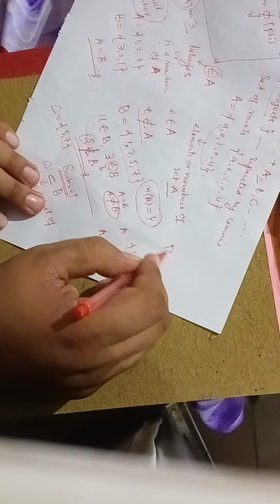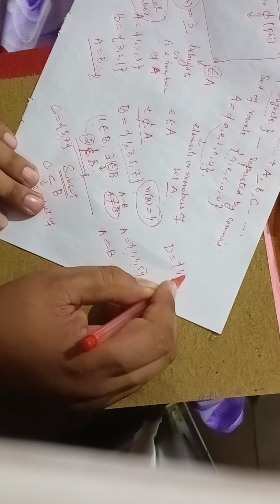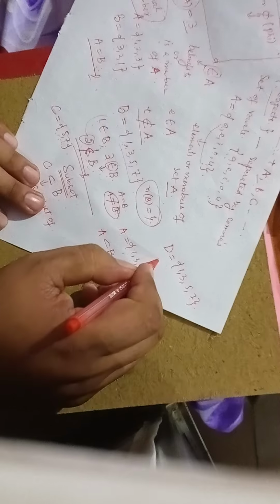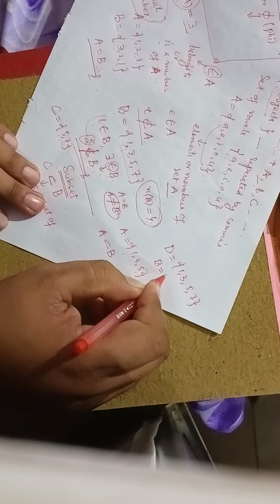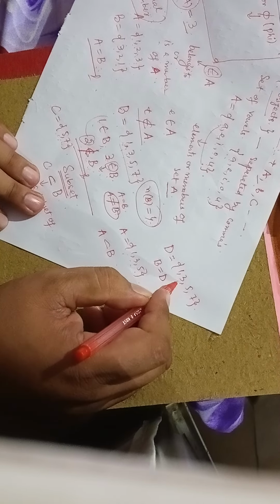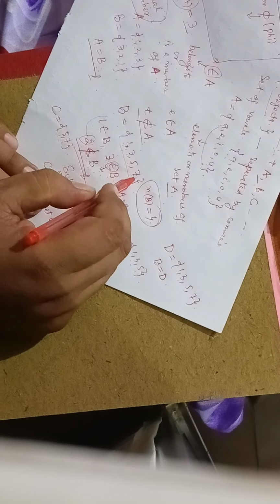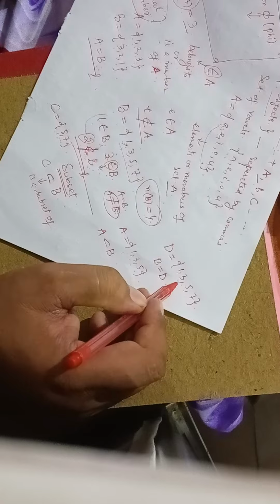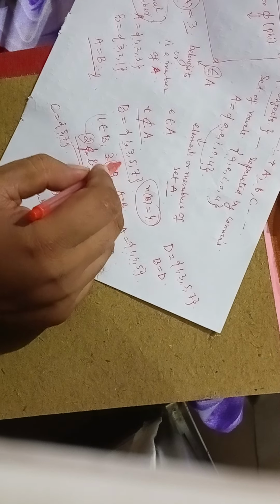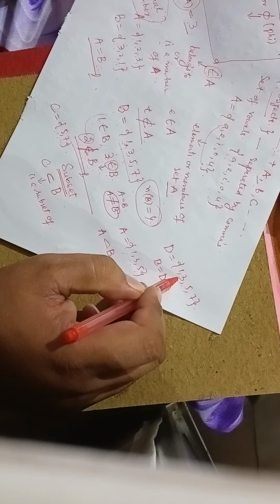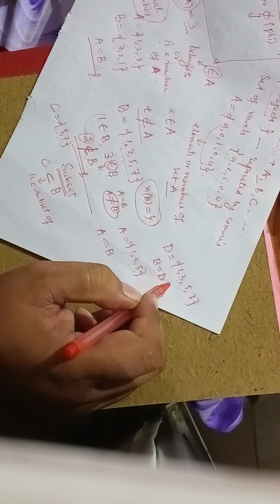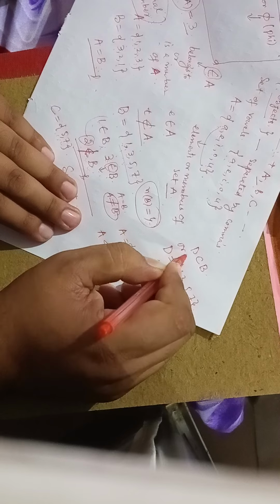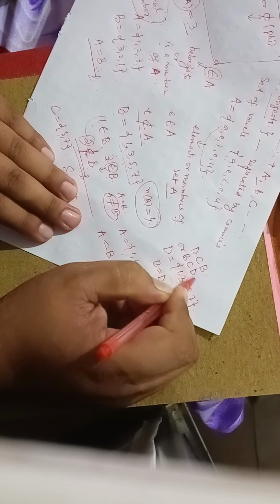If I have D is equal to 1, 3, 5, 7, here B is equal to D because every element of D is also an element of B, and they are equal because here 4 elements are there, here also 4 elements are there, and the same elements are there in set B and set D. So B is equal to D. Also we can write D is a subset of B, or B is a subset of D.